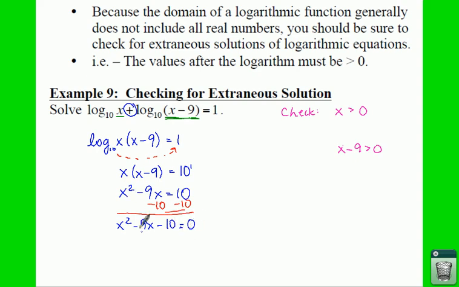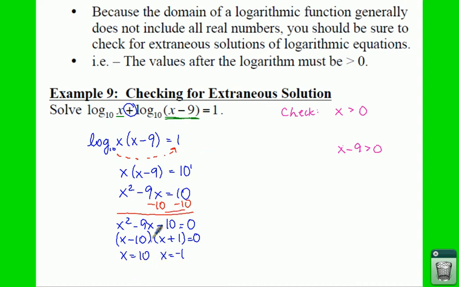So if we want to solve this, factors of negative 10 that add up to a negative 9 would be negative 10 and 1. So if you solve these, you get x equals 10 and x equals negative 1. So before you put the box around these, you need to check and make sure that when you plug them back in, both of them will work.